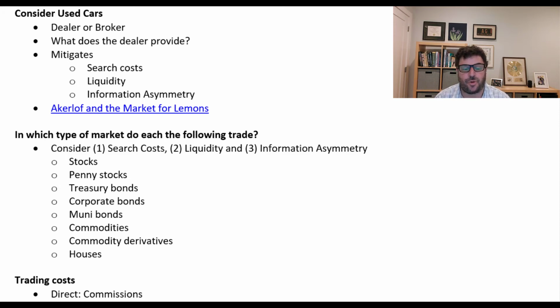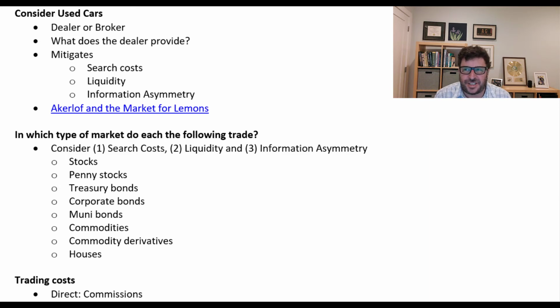Second is they provide liquidity to the seller in that they stand ready with cash, with capital, to purchase the cars, and so the seller can get cash right away. The third thing they do, and that's the interesting thing here, is they mitigate the information asymmetry problem. Remember, the idea is that the seller of a car knows far more about the quality of the car than the buyer of the car.